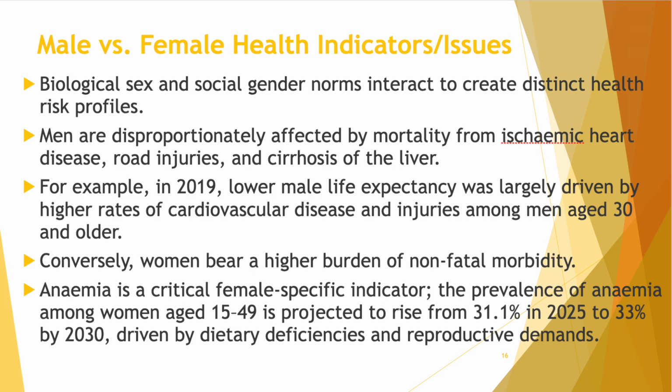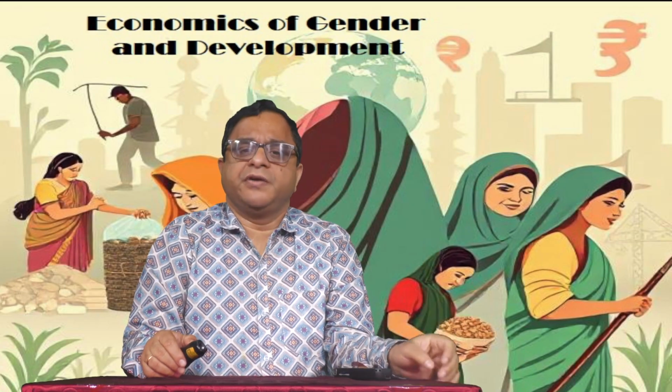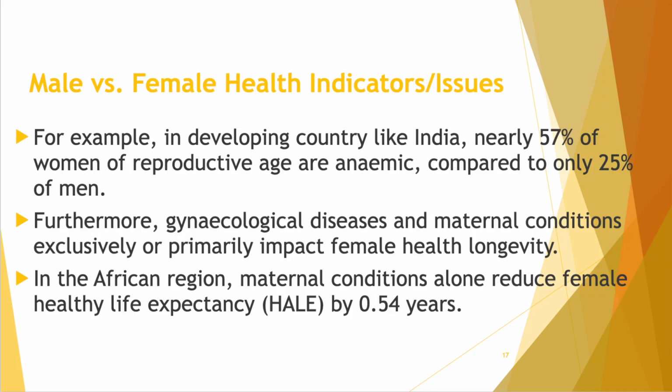Conversely, women bear a higher burden of non-fatal morbidity. Anemia is a critical female-specific indicator. The prevalence of anemia among women aged 15 to 49 is projected to rise from 31.1% in 2025 to 33% by 2030, driven by dietary deficiencies and reproductive demands. For example, in developing countries like India, nearly 57% of women of reproductive age are anemic, compared to only 35% of men in the same age group.